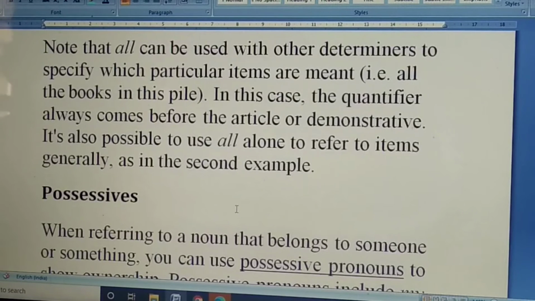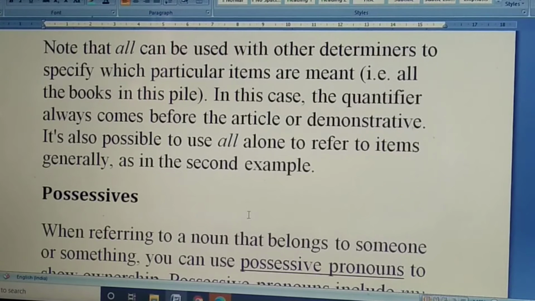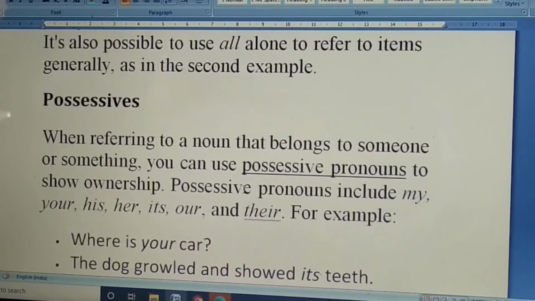Note that all can be used with other determiners to specify which particular items are meant. That is, all the books in this pile. In this case, the quantifier always comes before the article or demonstrative: all the books. It is also possible to use all alone to refer to items generally, as in the second example. We are referring generally.